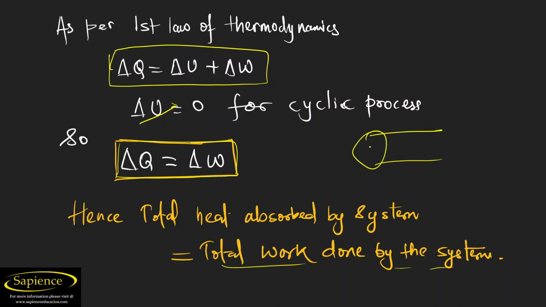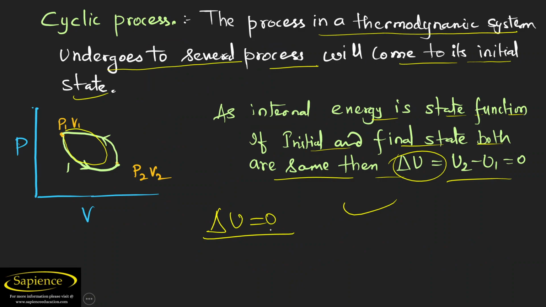It means that if you are applying heat in a cyclic process, then whatever heat you apply, say 100 joule, will get converted into work done of 100 joule only. Okay, so this is all about work done by the cyclic process.